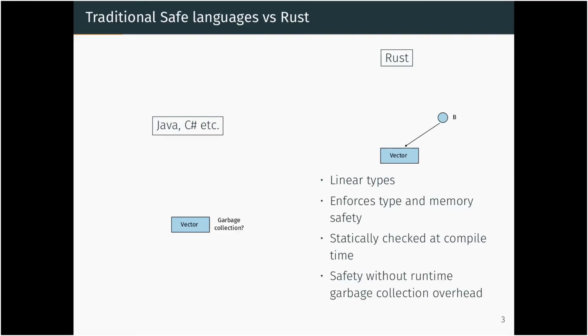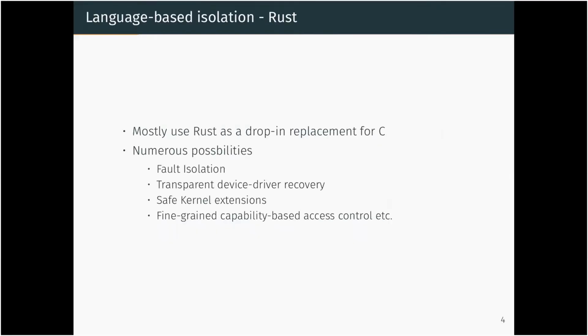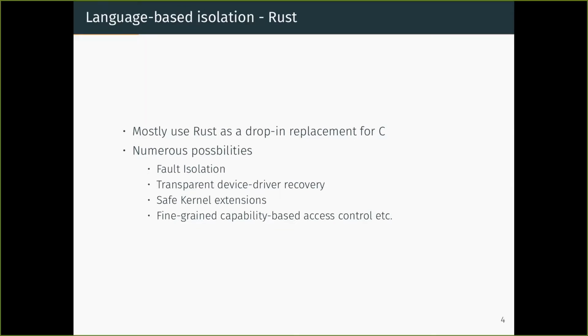With no garbage collection, Rust enables practical language safety, allowing us to run fast device drivers. Language safety, in turn, can enable practical fine-grained isolation of subsystems. Unfortunately, recent projects mostly use Rust as a drop-in replacement for C. However, the true benefits of language safety lie in the possibility to enable practical, lightweight, fine-grained isolation and a range of mechanisms such as fault isolation, transparent device driver recovery, safe kernel extensions, fine-grained capability-based access control, and so on. We built a system using Rust to explore the impact of language safety for fine-grained isolation.